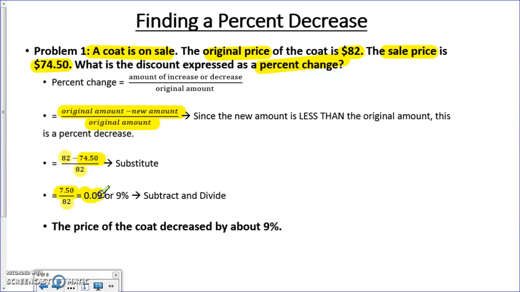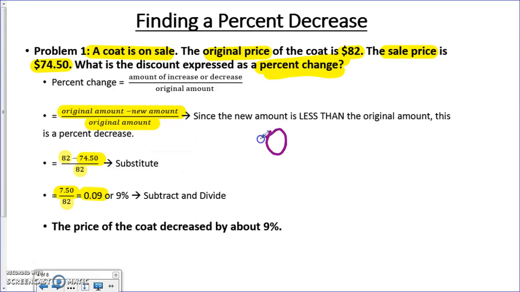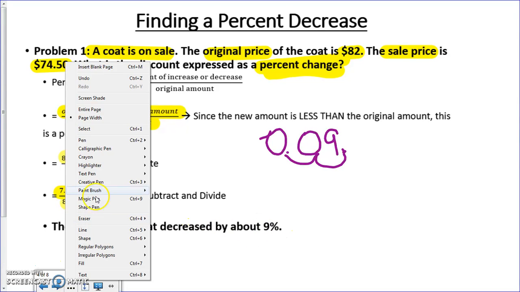This is what would result in your calculator, 0.09. But remember, we want it as a percent change. So remember, when you're changing a decimal to a percent, you move the decimal point to the right 2 spaces. And that's how you got 9%. And always go back and answer the question. The price of the coat decreased by about 9%.